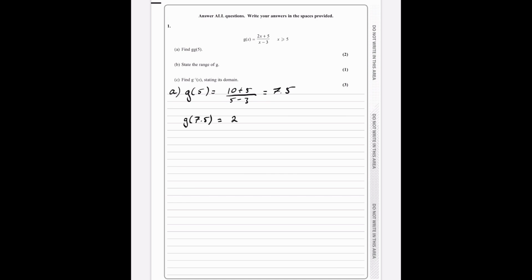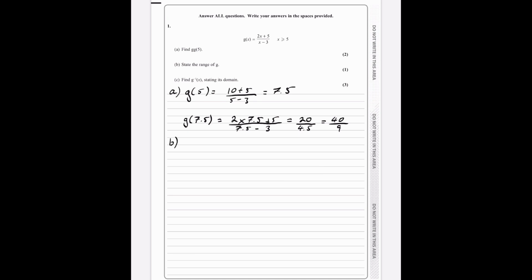Plugging 5 in, we get 7.5 out. Plug 7.5 in: 2 lots of 7.5 plus 5 over 7.5 minus 3. If we calculate that, it comes out as 20 over 4.5, or if you prefer, 40 over 9, or 3 and 4/9, or the decimal equivalent, 3.4 recurring. Any of those is a correct answer.